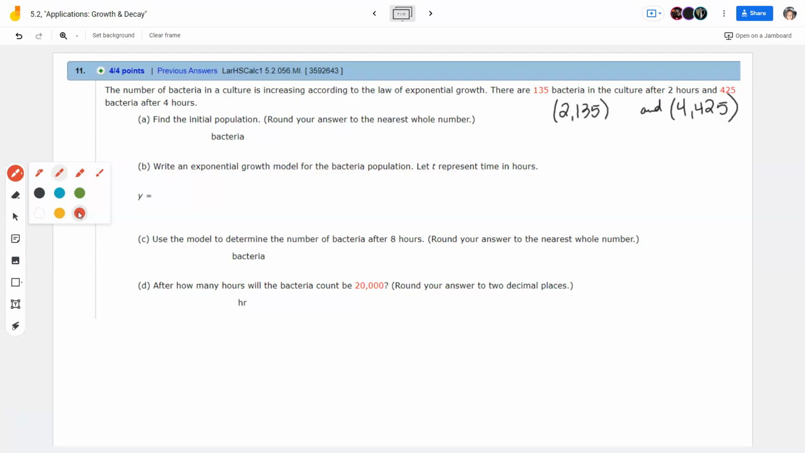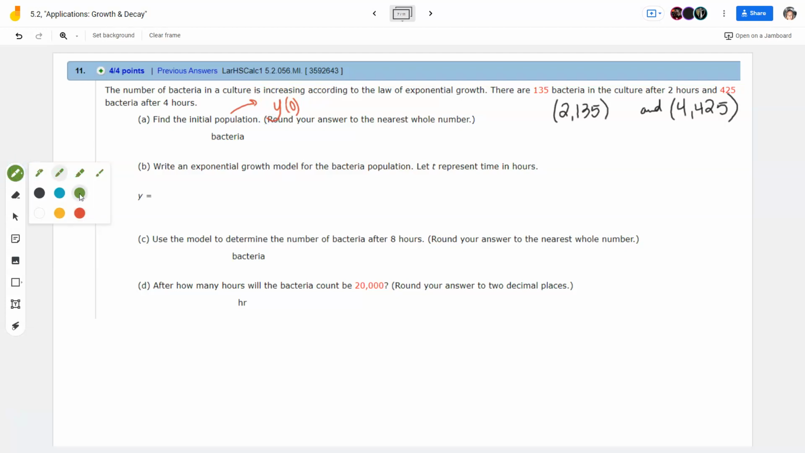So if they want the initial population, for us guys, that's going to be the same thing as y of 0. Or if you want number of bacteria, you can call it n. N of 0. It's probably going to be C. But still, just do your pre-calc. Oh, they call it y. I just noticed they call it y down here. You can call it y, that's fine. y of 0. But do your pre-calc.